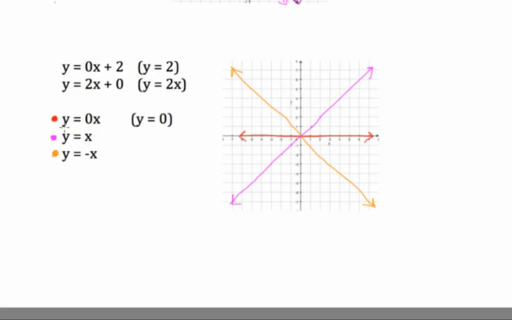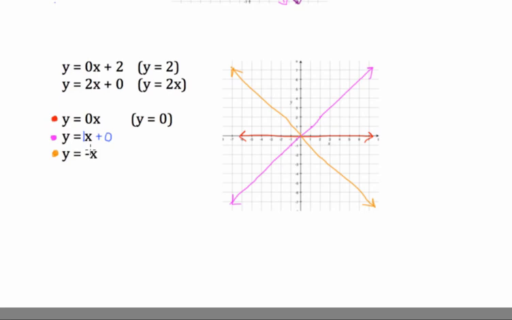Okay, y equals 0x. When the m number is 0, and there's no b number, so the b number is 0, you're going to cross the y-axis at 0, and you have no slope, a totally flat line. Let's look at the pink line. When the slope is 1, and the b number is 0, you're going to cross the y-axis at 0, and you have a 45-degree angle going uphill from left to right.